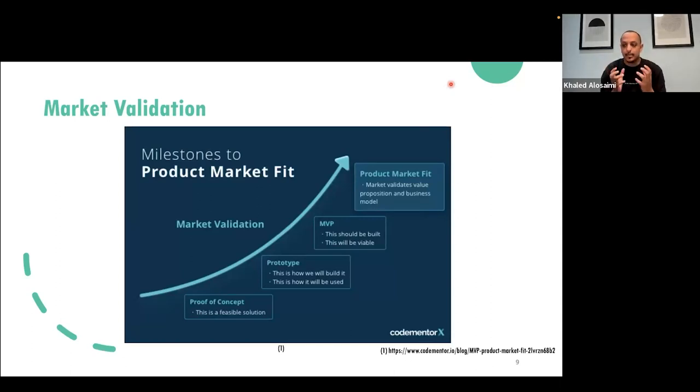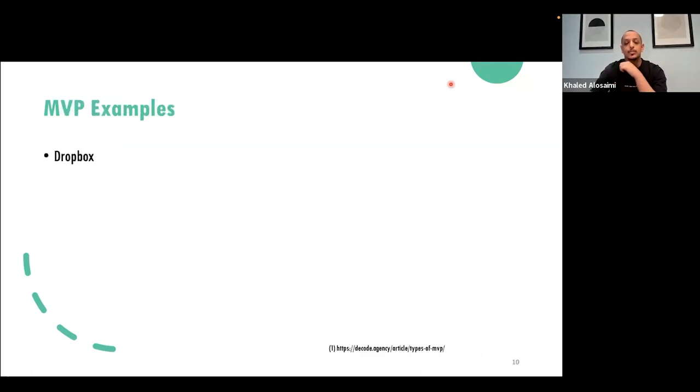Once we capture that, that means we have the product market fit, which is the validation of the real value that we think is there in the market. Let's explain it more with an example from the real world. So the first example is Dropbox.